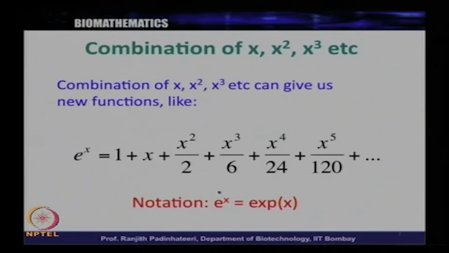Just a comment on notation, e power x is also written as exp bracket x. So, when at some places you see exp bracket x, it is the same as e power x, the same as this series. Once we know x, x square, x cube, x power 4, x power 5, etc., we can sum all of them in this particular fashion. You divide x square by 2, divide x cube by 6, divide x power 4 by 24, and so on and so forth, and sum all of them with 1, you will get e power x.